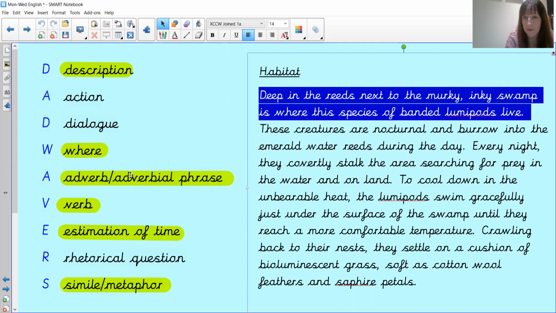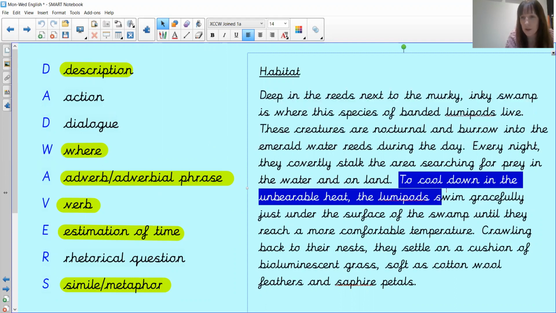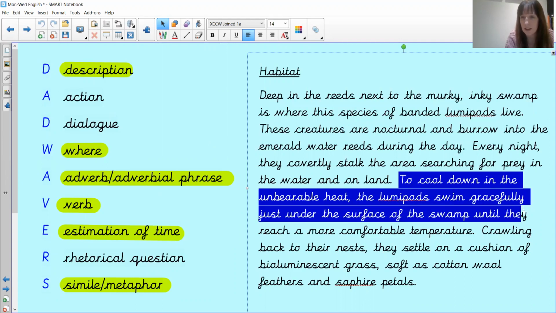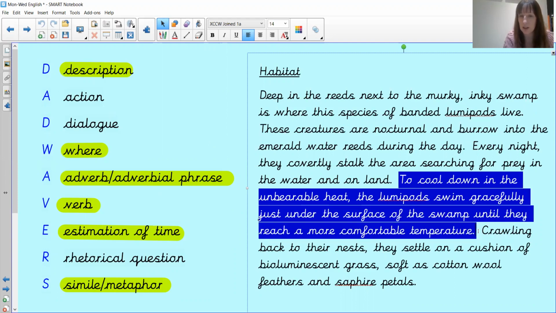And what about my adverb or my adverbial phrase? Can you spot it? It's this one here, isn't it? To cool down in the unbearable heat, the lumipods swim gracefully just under the surface of the swamp until they reach a more comfortable temperature. So my verb is swim, and my adverbial phrase is describing why they're swimming. It's to cool down in the heat. And did you notice as well that I've just carried on my sentence and given that extra bit of information?